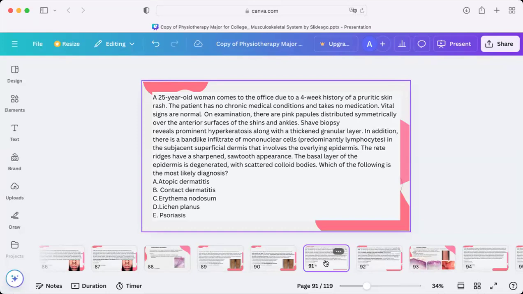Good job, guys. It's a bit more obvious now. I know the previous question was a bit difficult, but again, you'll never forget Wickham's striae ever again, inshallah.